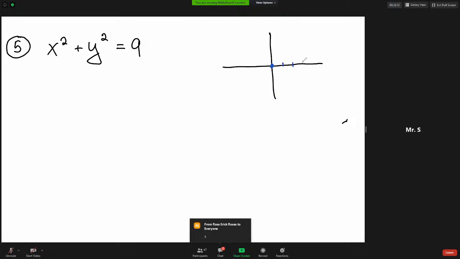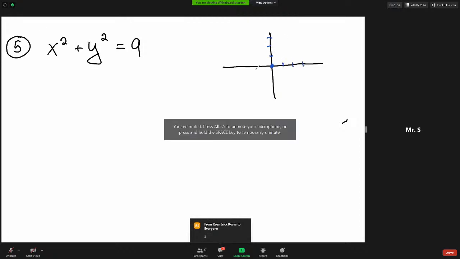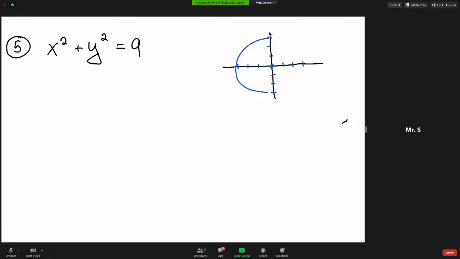So if I graph this circle, then we will already know the answer, whether it's a function or not. As a matter of fact, it's true for any circle. Is that a function or no? No. So the answer would be no.